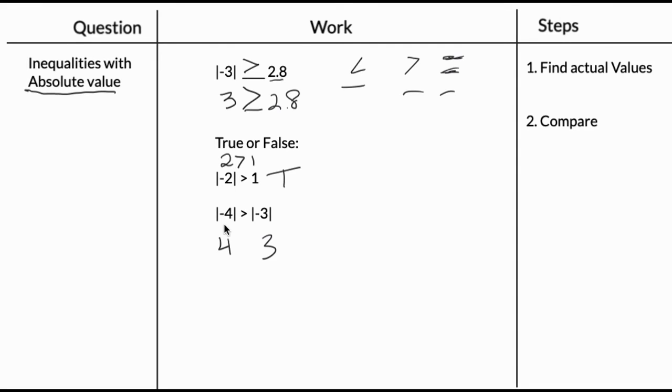In this one here, we have the absolute value of -4 is greater than the absolute value of -3. Well, 4 is greater than 3, so that makes this one true. So both of these ones here are true. All we have to do is find the value or the positive number that goes in between these two bars here, and then compare and plug in which of these inequality symbols fits.